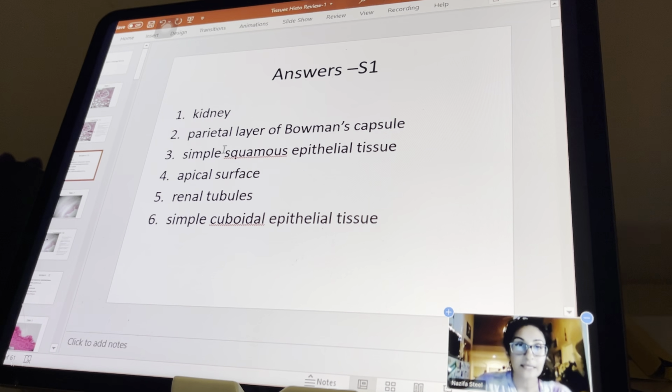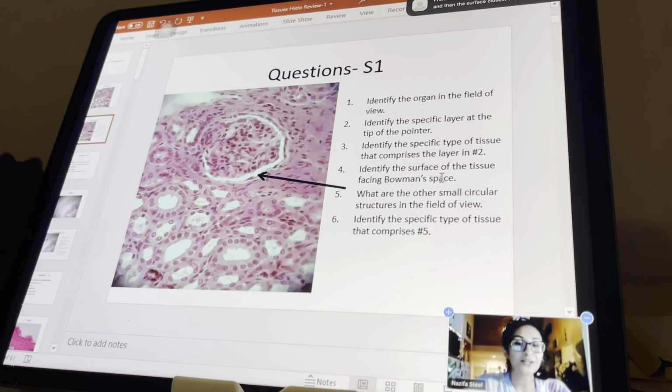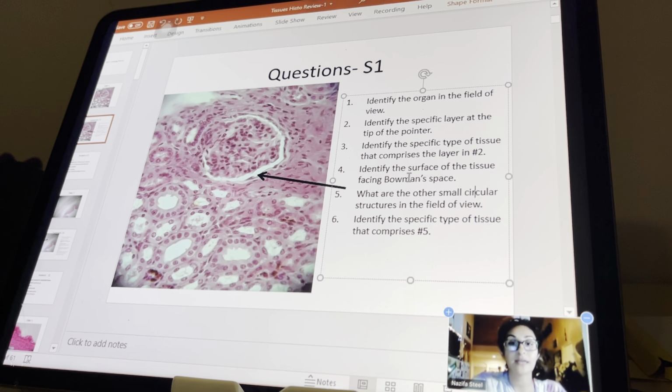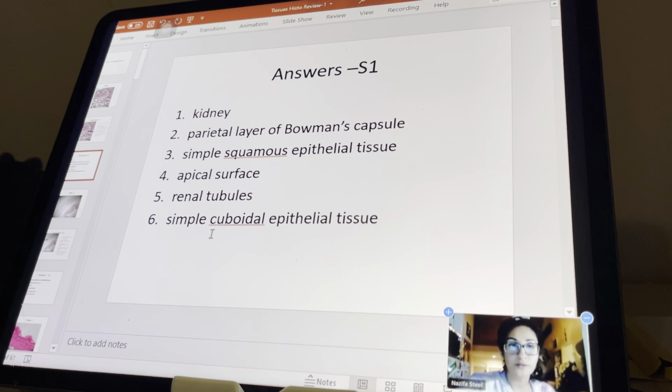So we're looking at the kidney. It's the parietal layer. We have our simple squamous epithelial tissue, the apical surface. She kind of gave the answer to you here, because if it's facing the space, apical surfaces are the only ones that can face a free surface, like a free area. Basal is deep inside, like a basement membrane, so it's not going to face something open. If she's saying it's facing Bowman's space, this open area, it has to be apical. And the renal tubules are simple cuboidal.